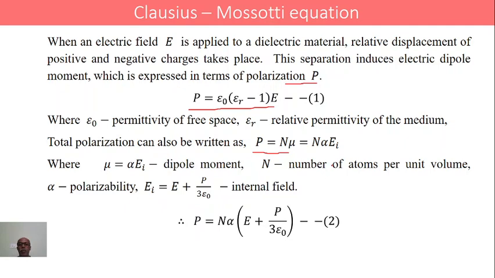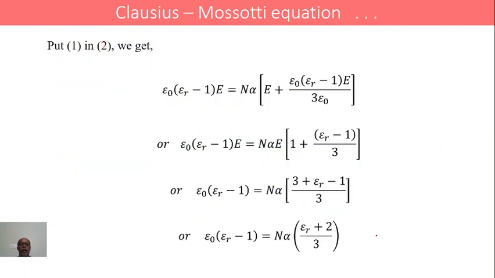Substituting this E_i over here, we get P equals N alpha into E_i, that is, E plus P by 3 epsilon naught. Now comparing equation 1 and 2, in the next slide, we get epsilon naught into epsilon r minus 1 into E, this is equation 1, that will be equal to equation 2. Since the LHS are the same, the RHS have been equated.